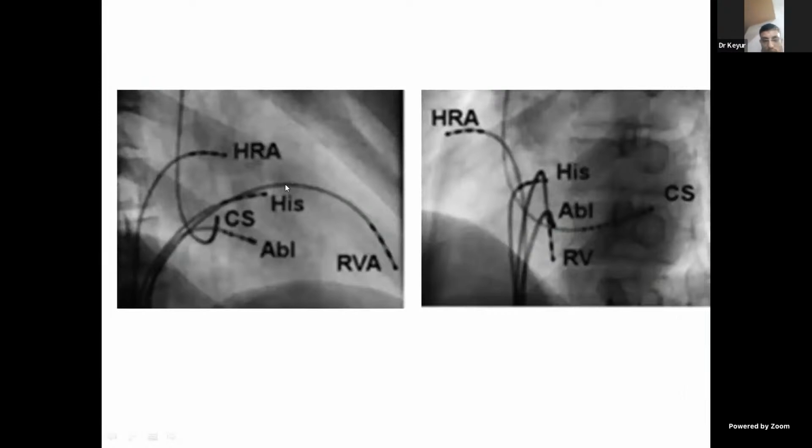And again, this is marked out for you. This is a RAO view. So this is the high right atrium, the coronary sinus, which is foreshortened on itself. The ablation catheter is placed somewhere near the tricuspid annulus, and this is the RV apex.